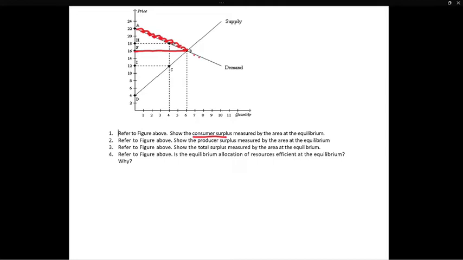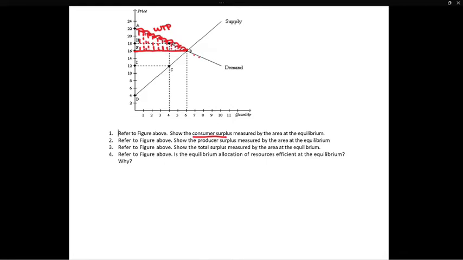So what is the consumer surplus? The consumer surplus is the buyer's willingness to pay. So on the demand curve, we have the buyer's willingness to pay, and the consumer surplus is the difference between the buyer's willingness to pay, which is on the demand curve, and the price line. Each of these buyers has a consumer surplus. What is the total consumer surplus? It is the total of the individual consumer surpluses.